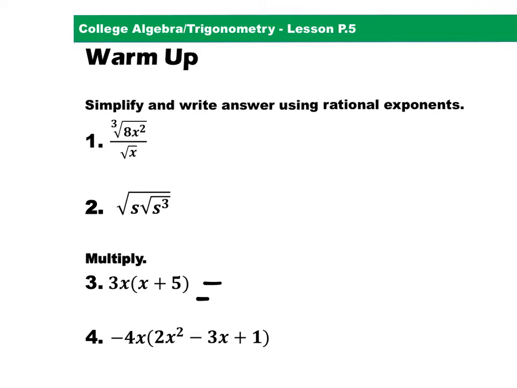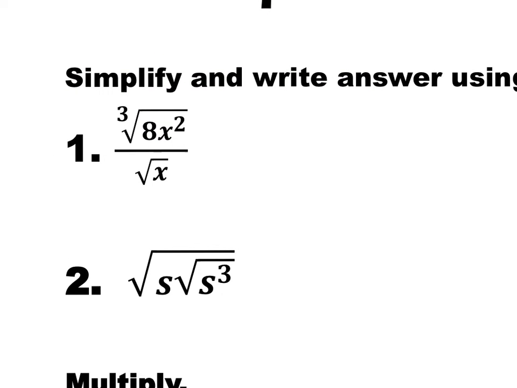Rational exponents means what kind of exponents? Fractions, right? Okay, so let's rewrite number one. How can I rewrite number one all in fractional or rational exponents? That cube, this little index becomes my denominator. So this is really 8 to the 1/3, x to the 2/3, over what little index is in front of the radical in the denominator? 2. So this becomes x to the what?